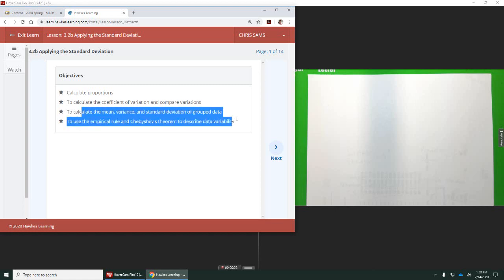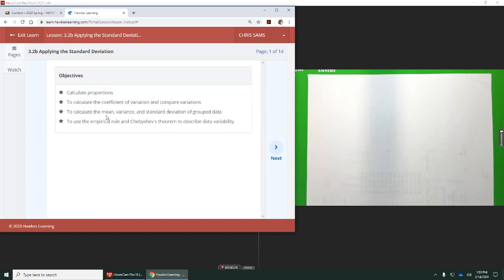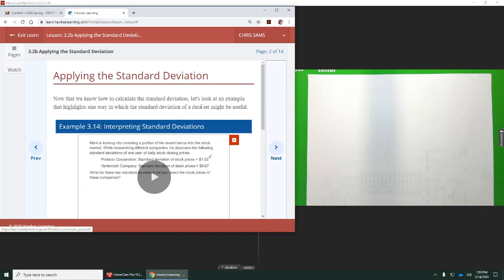Actually, we're going to skip this one. We're not going to do that middle one for group. That's a little bit advanced and more than what we need. We will be using Empirical Rule and Chebyshev's theorem to describe data variability. Okay, so let's go ahead and jump into it.